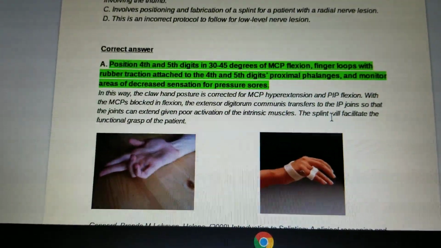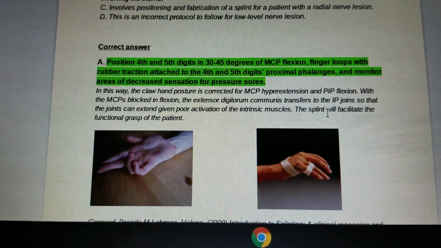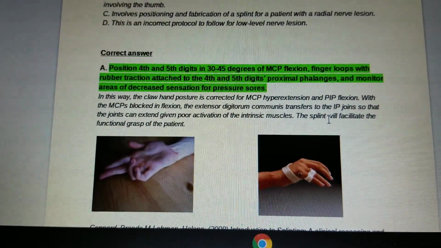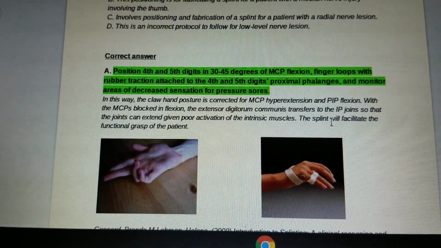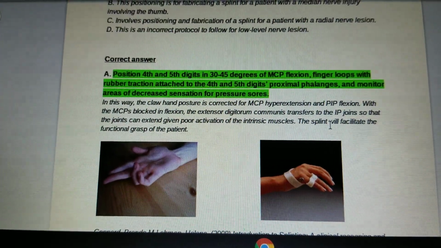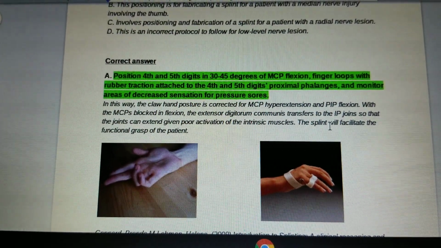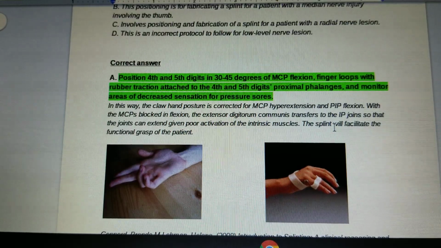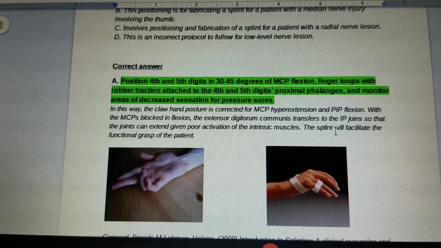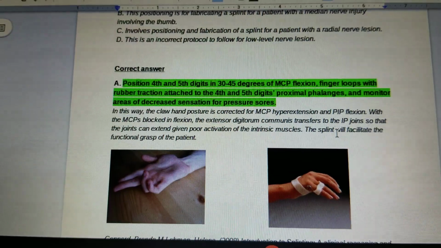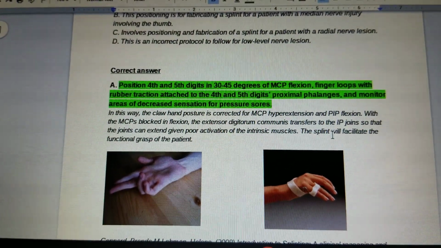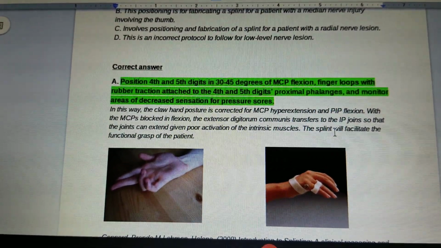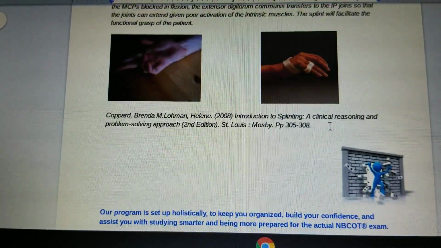We want to position the 4th and 5th digits in 30 to 45 degrees of MCP flexion, with finger loops with rubber traction attached to the 4th and 5th digits, proximal phalanges, and monitor areas of decreased sensation for pressure sores. In this way, the claw hand posture is corrected for MCP hyperextension and PIP flexion. With the MCPs blocked in flexion, the extensor digitorum communis transfers to the IP joint so that the joints can extend given poor activation of the intrinsic muscles. The splint will facilitate the functional grasp of the patient.